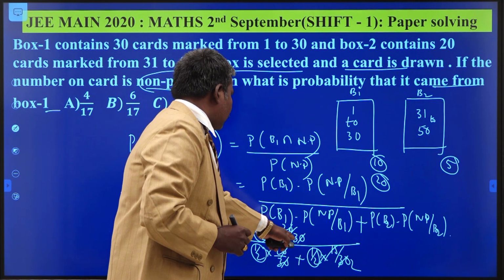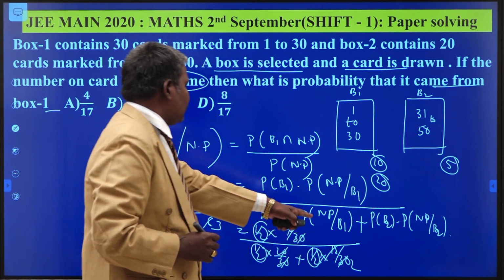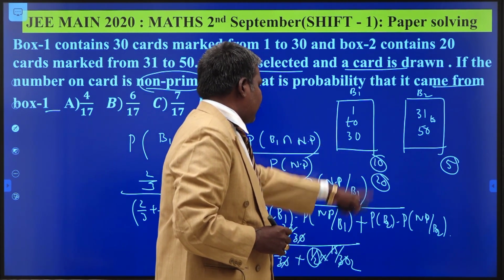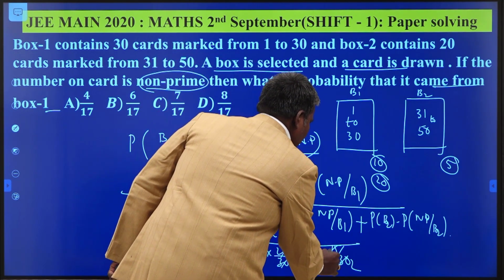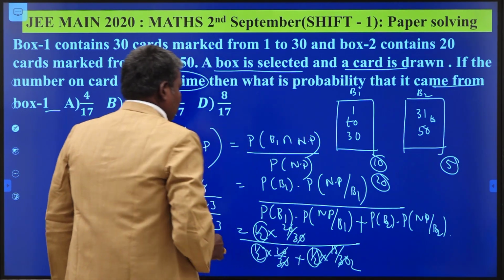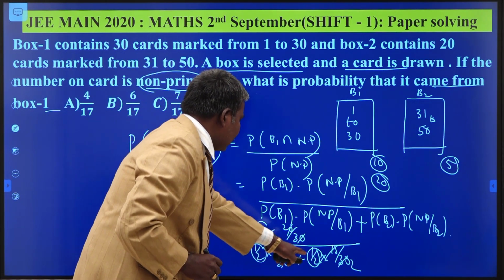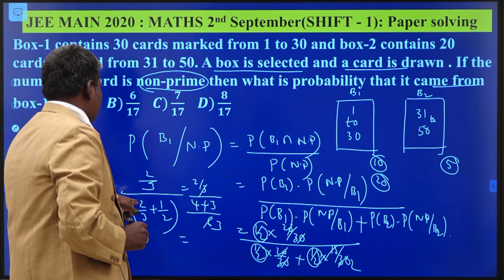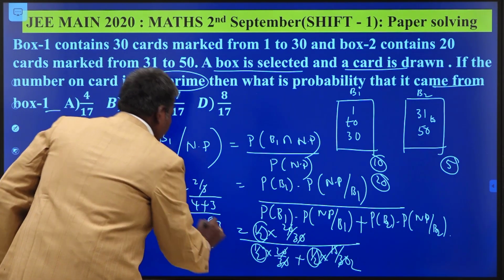1 by 2 times 2 by 3 plus 1 by 2 times 15 by 30, the number of non-prime numbers is 15. 15 by 30, we mean 1 by 2. This is 1 by 2. This is 2 by 3. 1 by 2 is cancelled out. This is only 2 by 3. 2 by 3 by 2 by 3 plus 1 by 2. Okay. So 2 by 3 by 4 plus 3, 7. So 6 by 7 we are obtaining here.